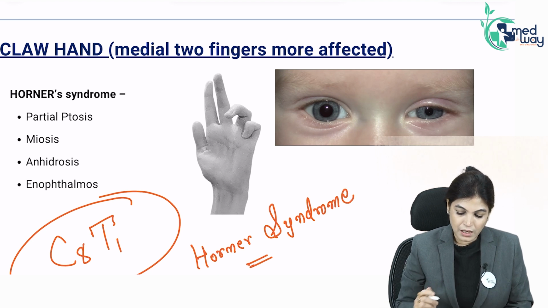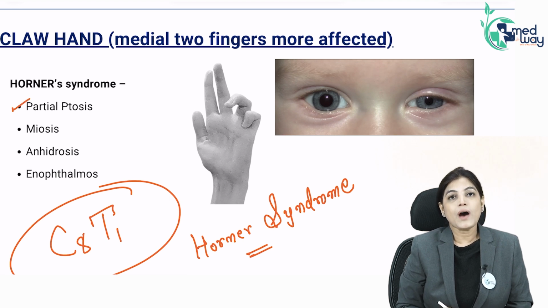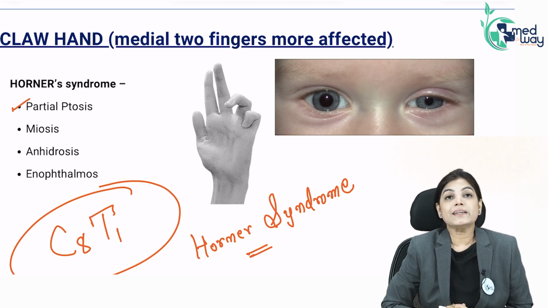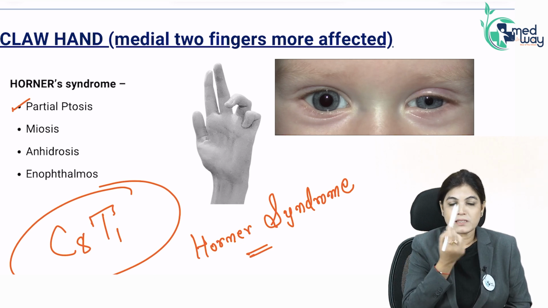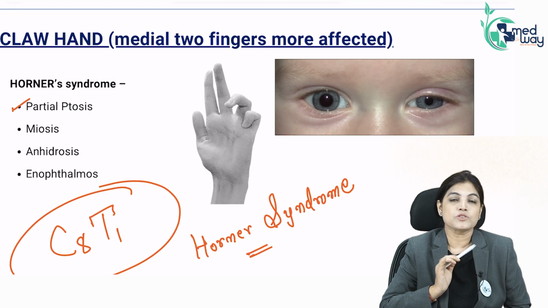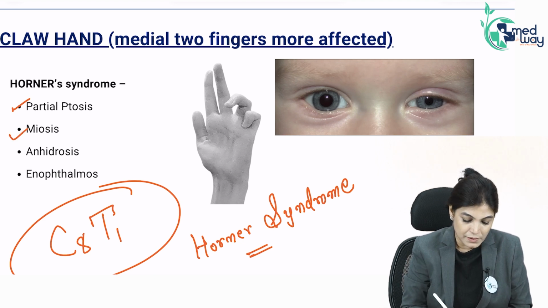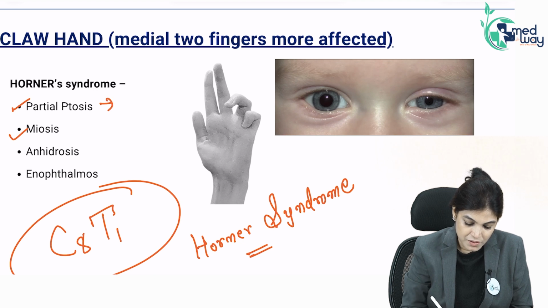The resulting features of Horner syndrome include partial ptosis. Why partial ptosis? Because levator palpebrae superioris is the muscle involved in elevation of the upper lid. This muscle in the upper eyelid also has smooth muscle fibers which are innervated by the T1 nerve root carrying sympathetic innervation. So, that will lead to Horner syndrome. Miosis, constriction of the pupil. Ptosis means drooping of the eyelid.